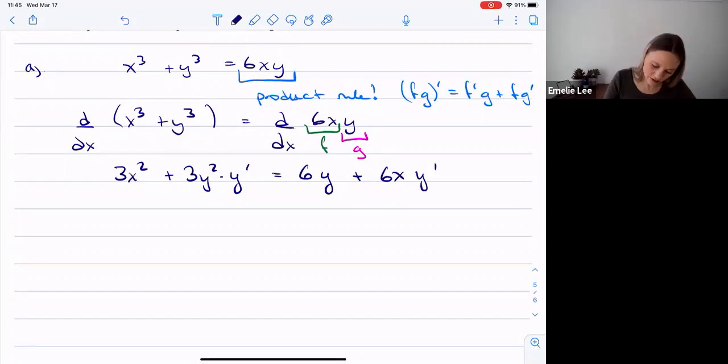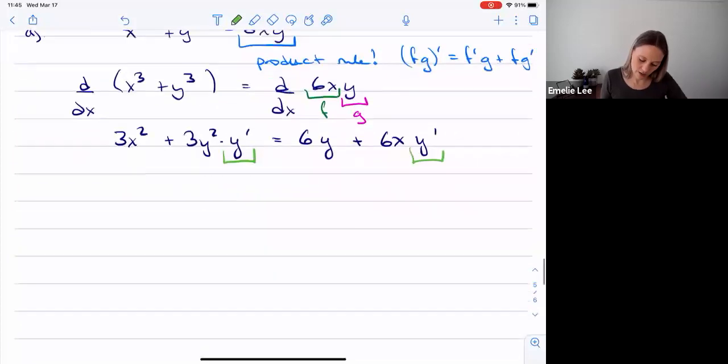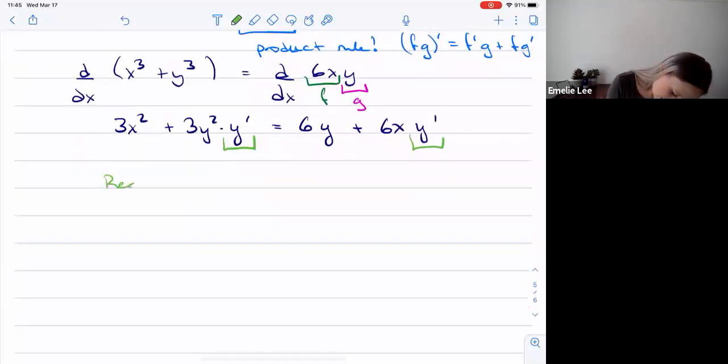So now I have a y prime here and a y prime here. We've differentiated with respect to x on both sides, and now I want to rearrange and solve this for y prime. No more derivatives have to be done. We just need to rearrange and solve for y prime. So I'll make a note here: we're going to rearrange and solve for y prime.